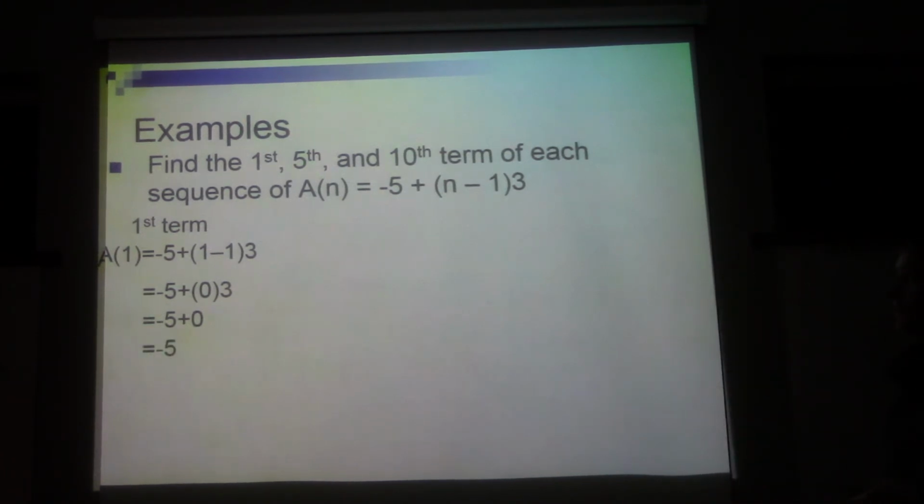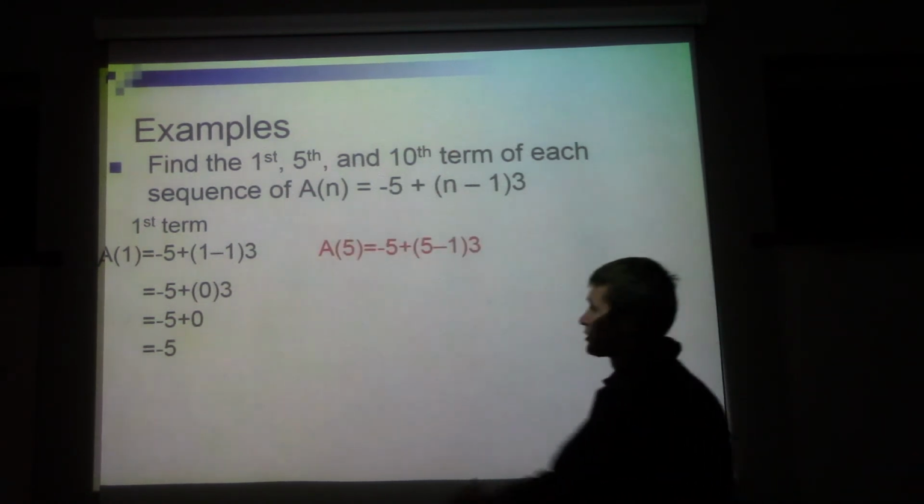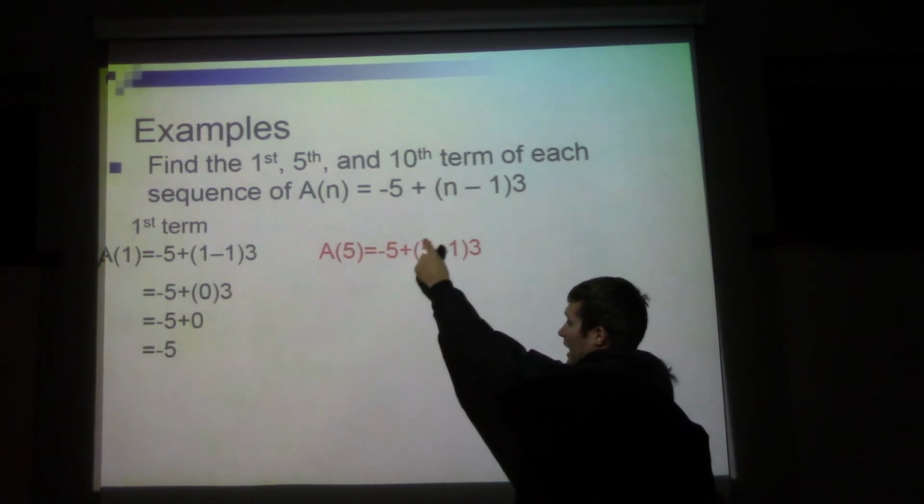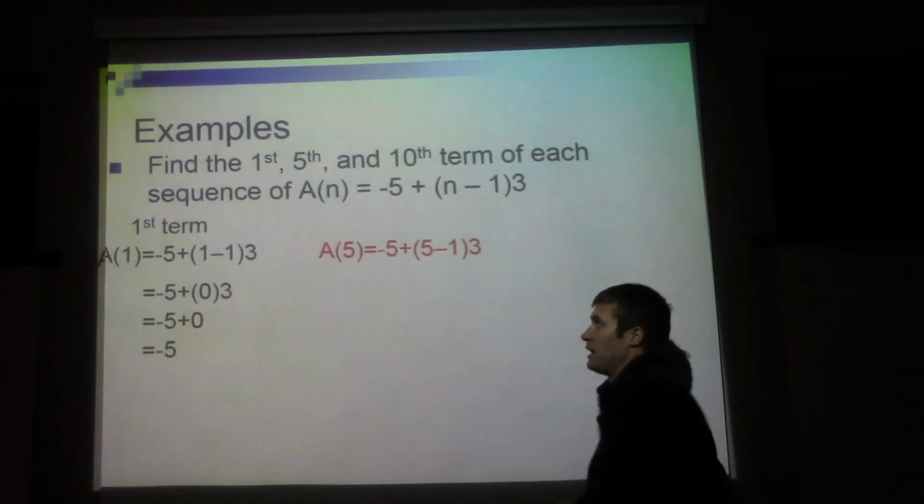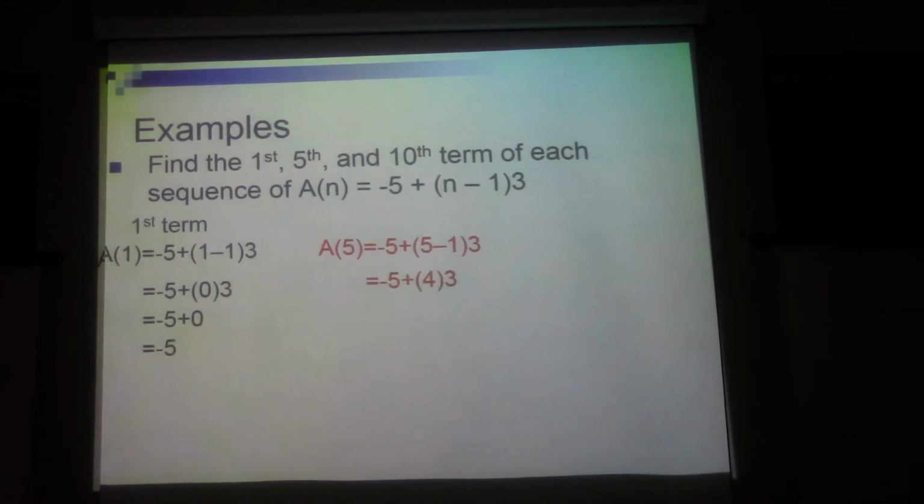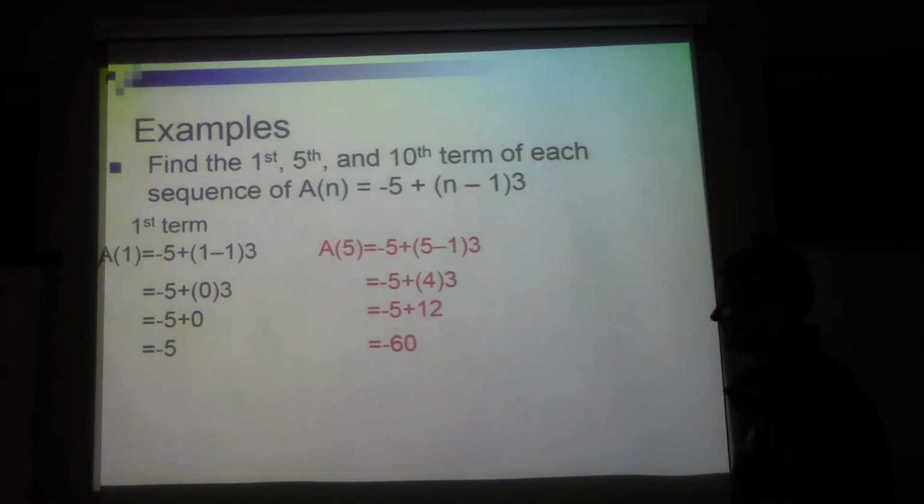If I want to find the 5th term, a_5 is equal to negative 5 plus (n minus 1) times 3, with the 5th term going in for n. So 5 minus 1 is 4. 4 times 3 is 12. Negative 5 plus 12 is 7.